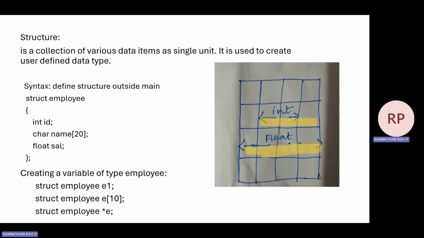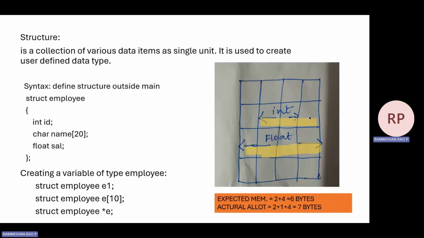With respect to performance, it is not a better option. That's the reason, if this kind of situation arises, this byte will be skipped and the next row's 4 bytes are allotted for the float. Since this byte was unused and skipped, it still can't be given to anyone else, because my integer started here and ended here. So this extra unused byte will also be counted. So finally, my expected memory allocation is 2 plus 4, which is 6 bytes, but what was actually allotted is 2 plus 1 plus 4, 7 bytes.